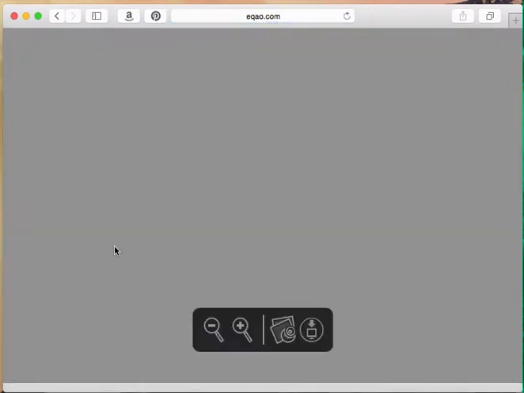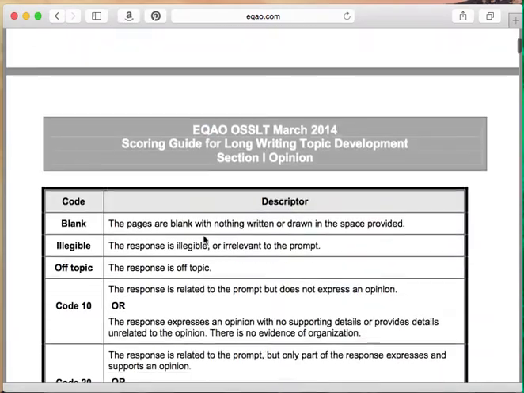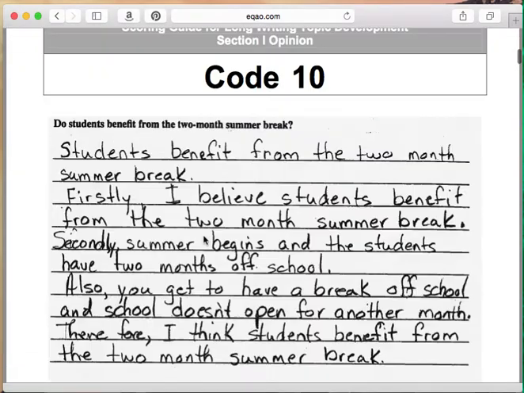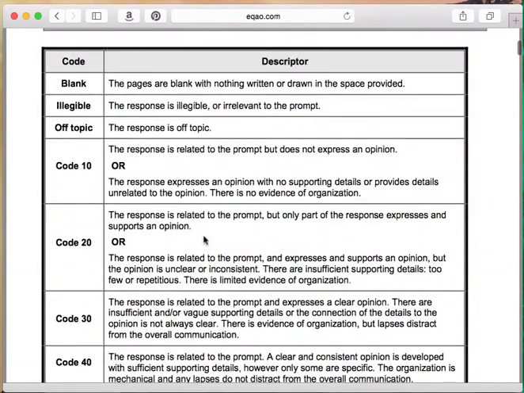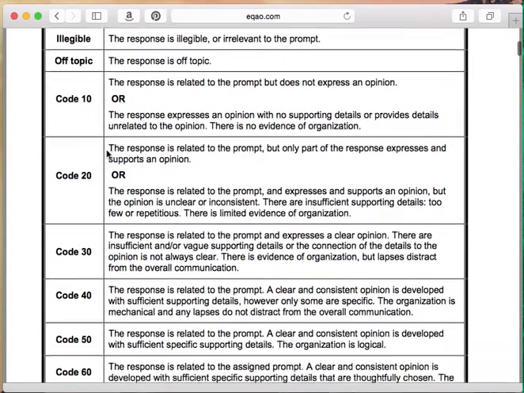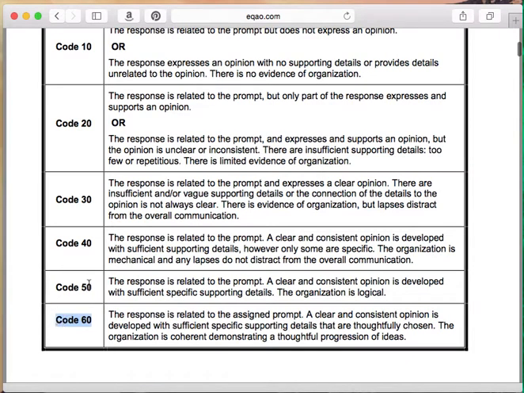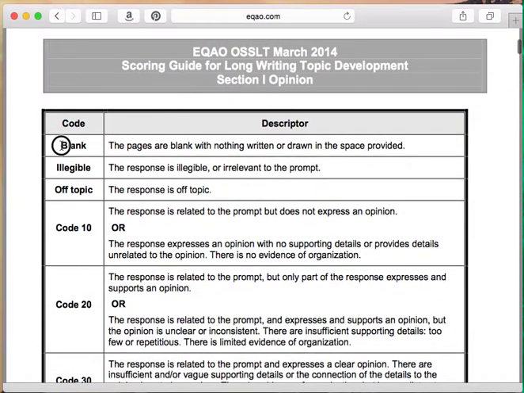What we should see here is the EQAO gives an example of what each score looks like. You see that this is out of 60 points. You can receive a code 60. You also see here ways that you get 0. If you leave your page blank, if your response is illegible or irrelevant, or if you are completely off topic, that is how you get 0 points. So you want to stay away from doing that, obviously.